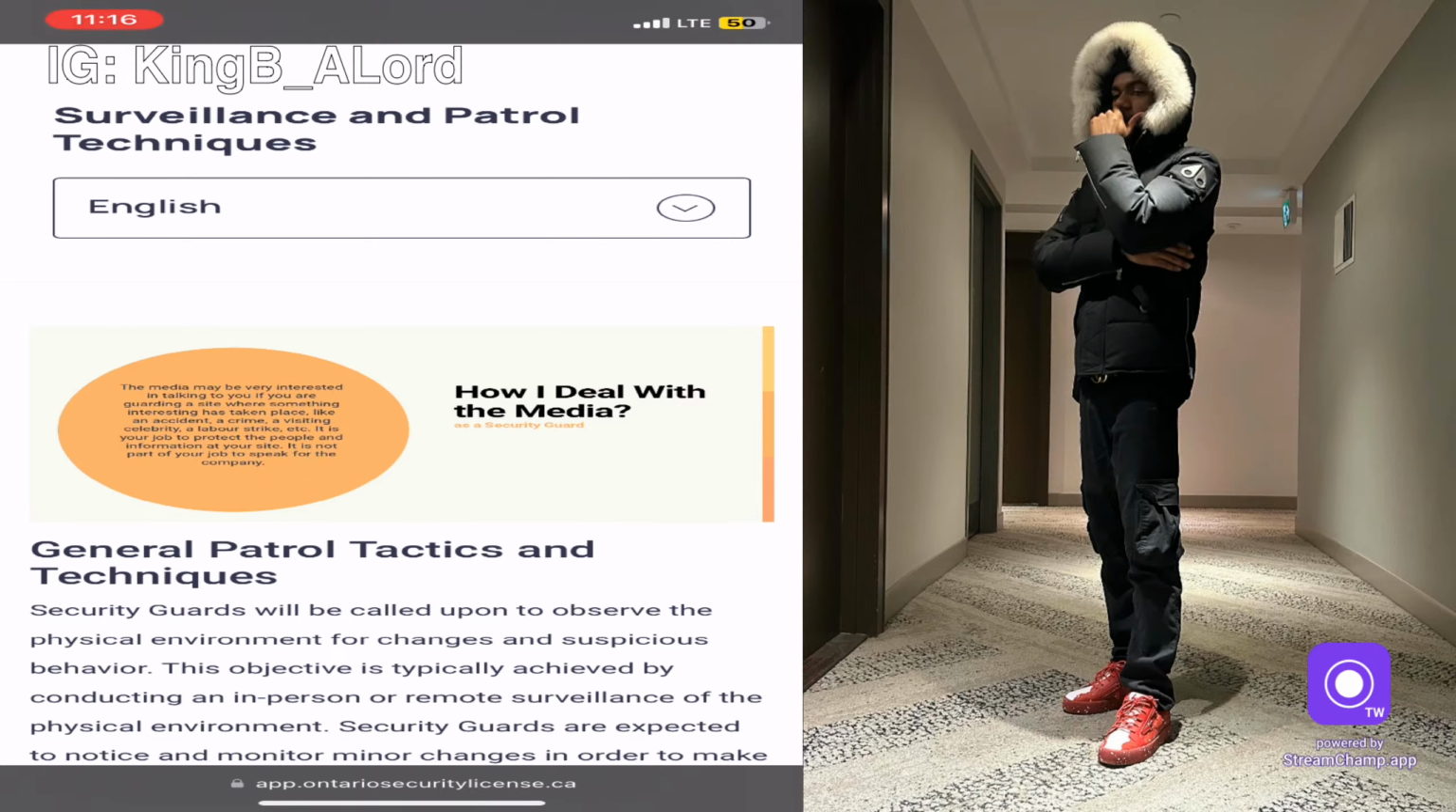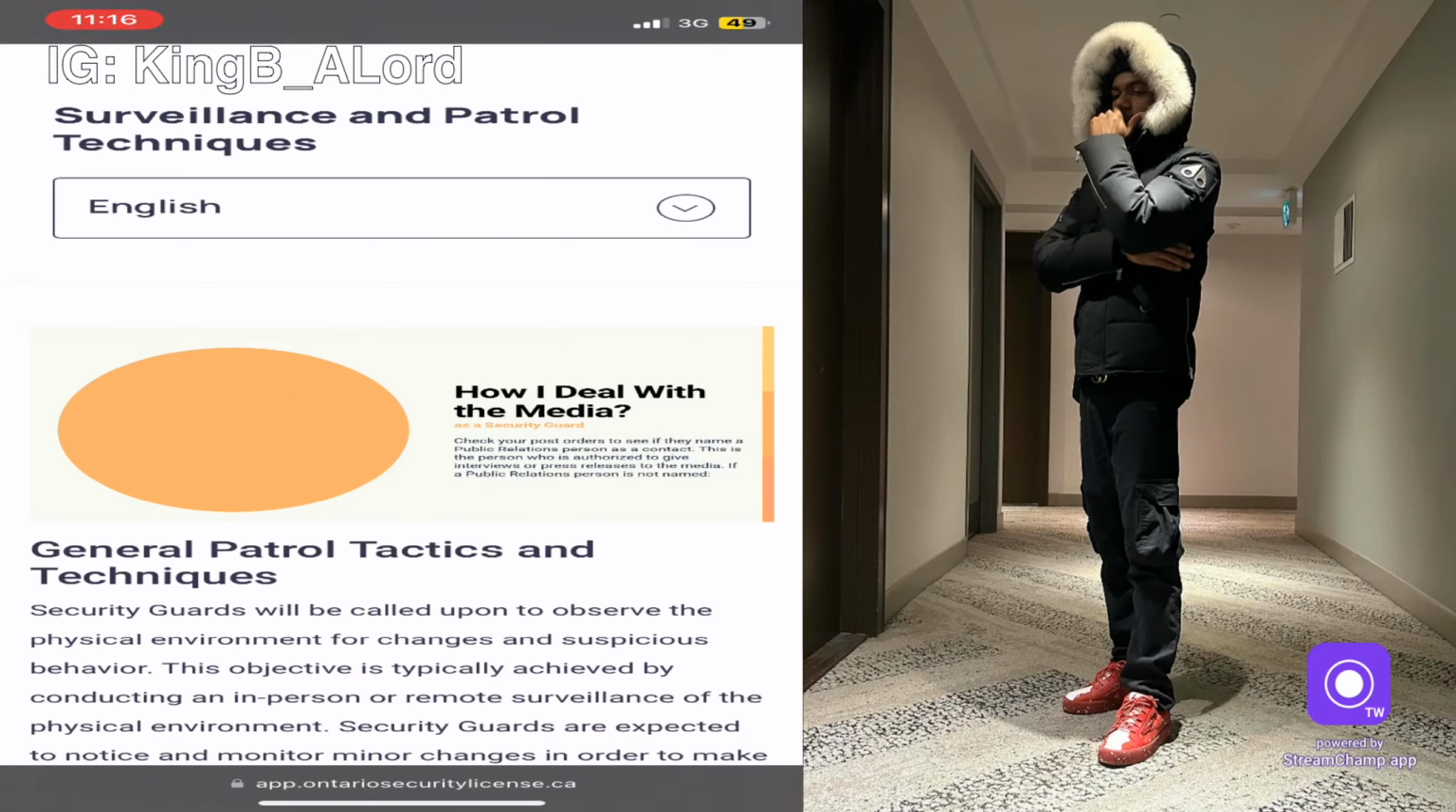The media may be very interested in talking to you if you are guarding a site where something interesting has taken place, like an accident, a crime, a visiting celebrity, a labor strike, etc. It is your job to protect the people and information at your site. It is not part of your job to speak for the company.